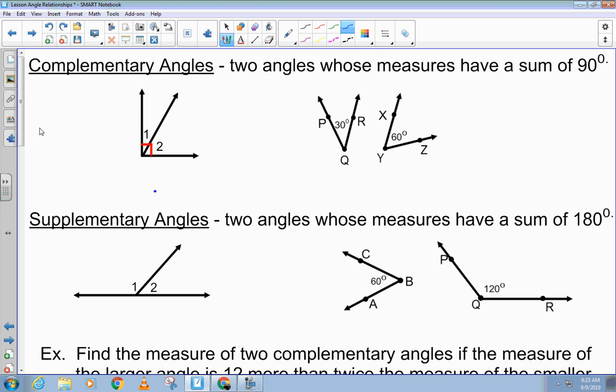Alright, now these next two terms, I think you know, but maybe you don't. Complementary angles are two angles whose measures have a sum of 90. They can be adjacent or not. If you look at this picture right here, do you see how it's got that little box in there? That tells me that that is a right angle. What's a right angle measure? 90. So I can see that the measure of angle 1 plus the measure of angle 2 equals 90. That means that those are complementary. These are adjacent complementary angles.